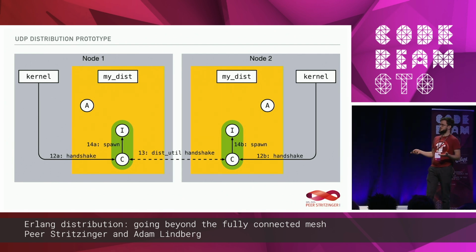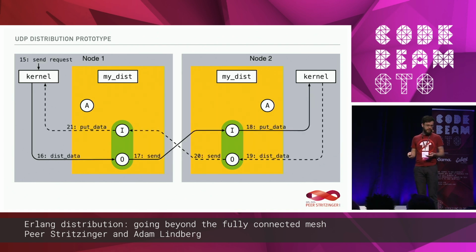And once the handshake is done, you spawn an input process, and you transform one of the processes to an output process. And from that point on, you have basically a bidirectional connection. And so the input process takes care of getting input from the other side, and the output process takes care of sending it. And obviously, they send to each other's counterparts on the other side.